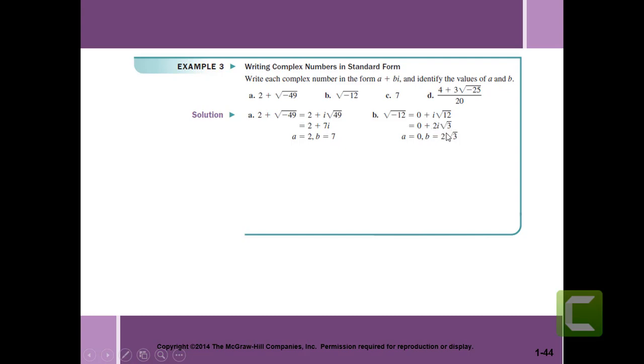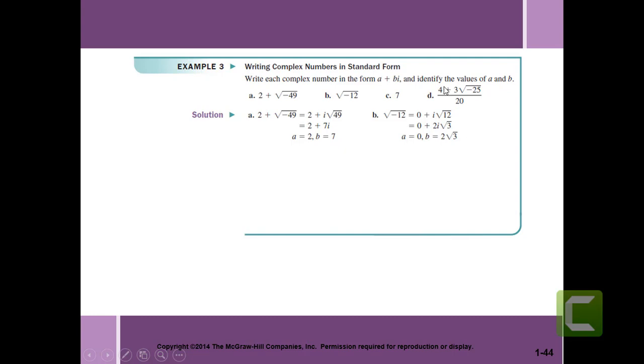Now the imaginary part is going to be 2 times the square root of 3. That's going to be the b, right? This is going to be our b part. Okay, the real part is 0. The imaginary part of the complex number is this whole thing. But b is going to be 2 times the square root of 3. Okay, so it's everything that's without the i.